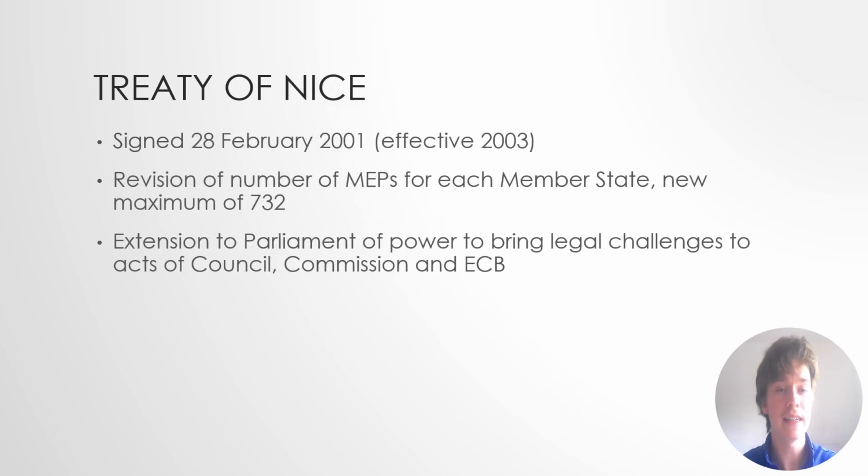The Treaty of Nice then, signed in 2001 and effective from 2003, saw the revision of the number of MEPs for each member state with a new maximum of 732. It also extended to the Parliament the power to challenge acts of Council, the Commission and the European Central Bank.